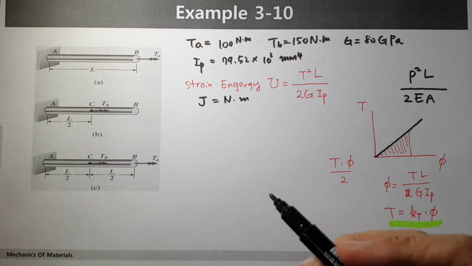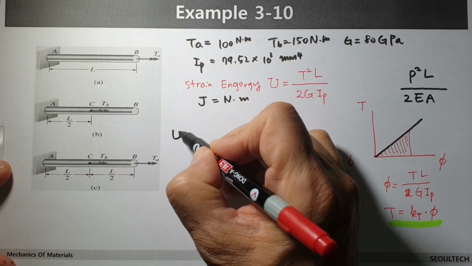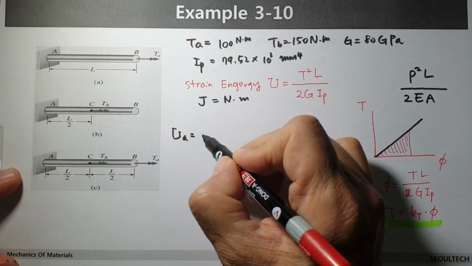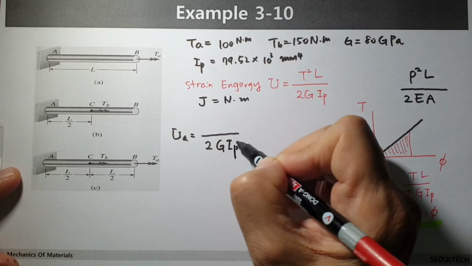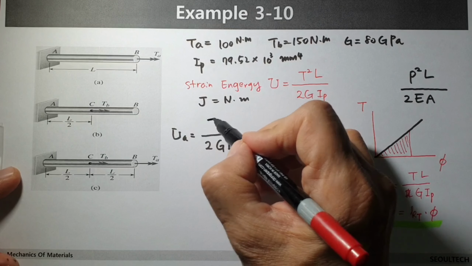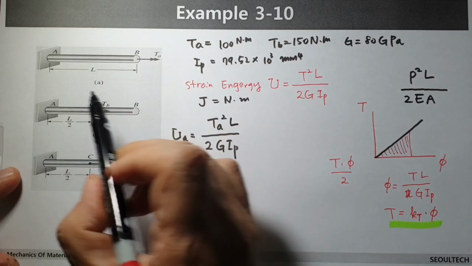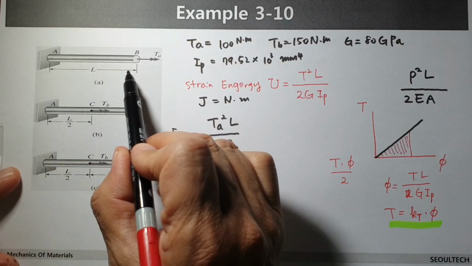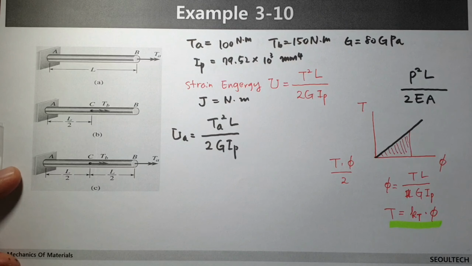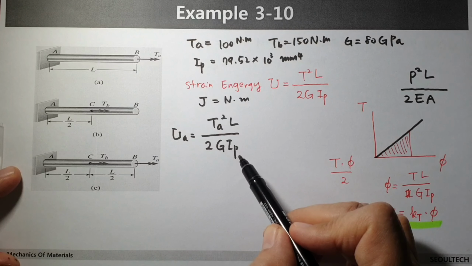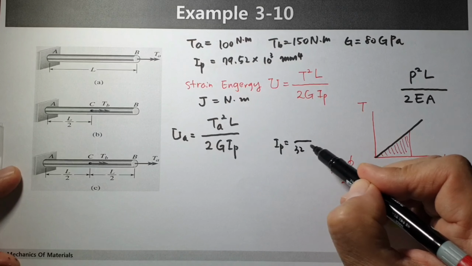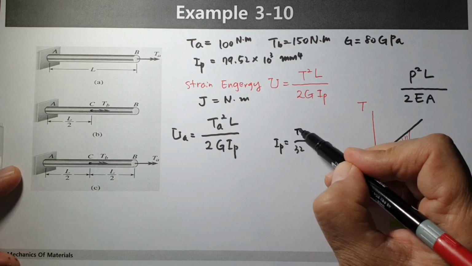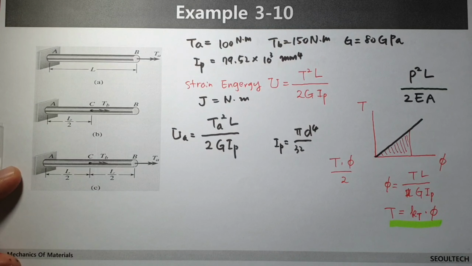The first one, let's say UA equals TA squared L over 2 GIP, polar moment of inertia, because we can consider L homogeneous with the same cross-sectional area. Of course, the polar moment of inertia IP equals pi d to the fourth over 32. You can do it like this.